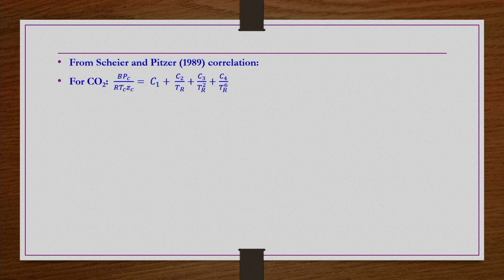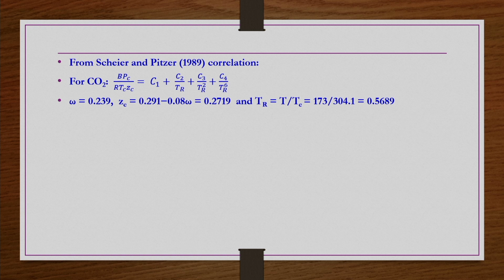So, for CO2 we have used this correlation by Scher and Pitzer, right. Here C1, C2, C3, C4 are functions of omega. Omega is given for CO2, and ZC is again a function of omega, so ZC you can find out. TR is nothing but T by TC. TC is given, T is given as minus 100 degree centigrade, so then that TR you can find out. So, except C1, C2, C3, everything is known here.